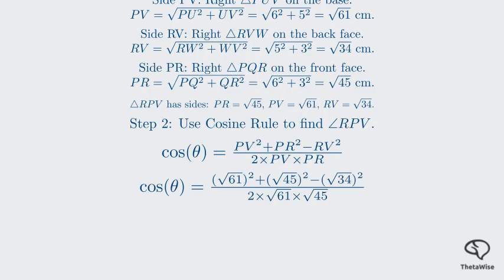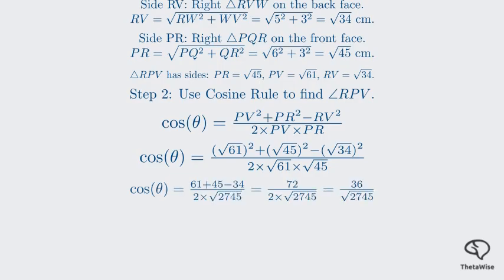The formula for cos θ is the adjacent side squared plus the other adjacent side squared, minus the opposite side squared, divided by 2 times the product of the adjacent sides. This gives cos θ equals (61 + 45 − 34) over 2 times √61 times √45. Squaring the square roots simplifies the numerator to 61 plus 45 minus 34, which is 72. The denominator is 2 times the square root of 27.45. Simplifying the fraction, cos θ is 36 divided by the square root of 27.45.